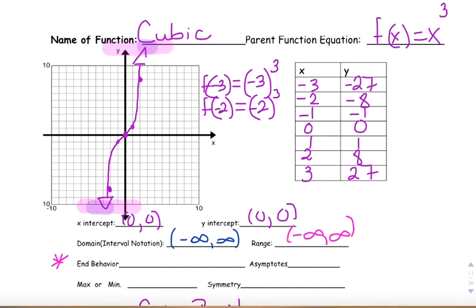Because of our range being negative infinity to infinity, we will not have a maximum or minimum. And then if you were to try to fold this, it'd be another one where if you fold it twice, just like the linear, it would fall on itself. So we're going to say it's symmetric across the origin.